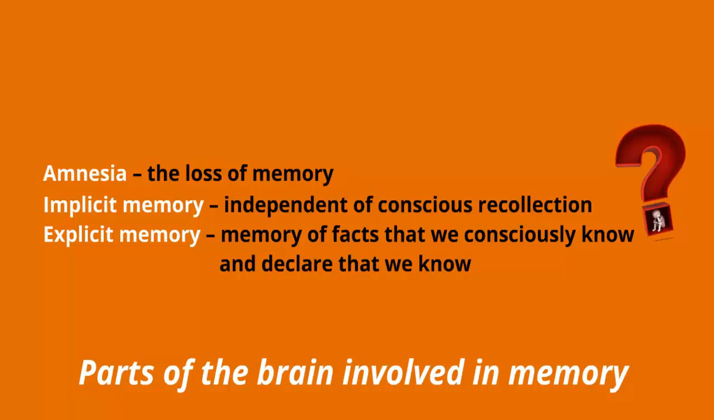Implicit memory is independent of our conscious recollection, such as you don't have to remember how to brush your teeth for most people. But an explicit memory is a memory of facts that we consciously know and declare, such as when did you last brush your teeth?